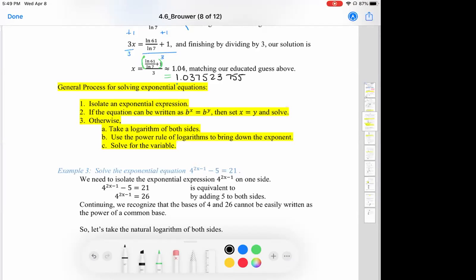Otherwise, big otherwise, take the logarithm of both sides, use the power rule of logarithms to bring down the exponent and solve for the variable. So instead of logarithm, you can also use ln. You can use log or ln. They can both be worked interchangeably.